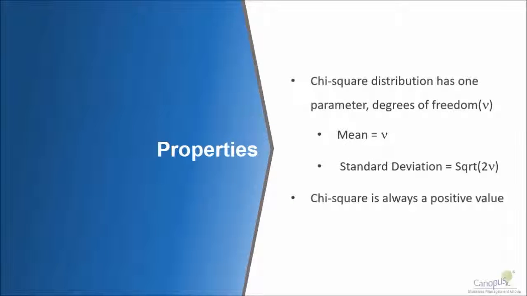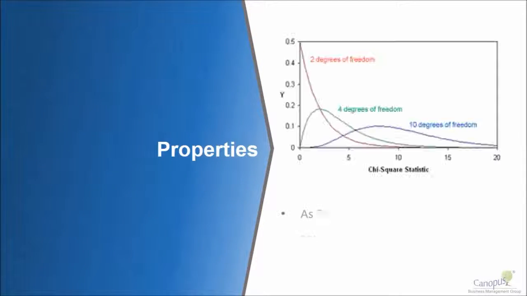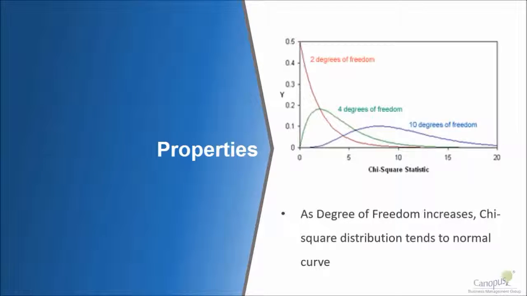Always remember that chi-square values will be positive. And as the degrees of freedom increases, chi-square distribution will tend towards a normal curve, as I described earlier and as you see in the illustration.